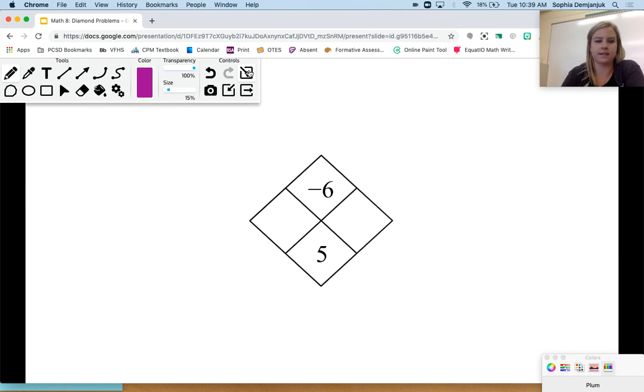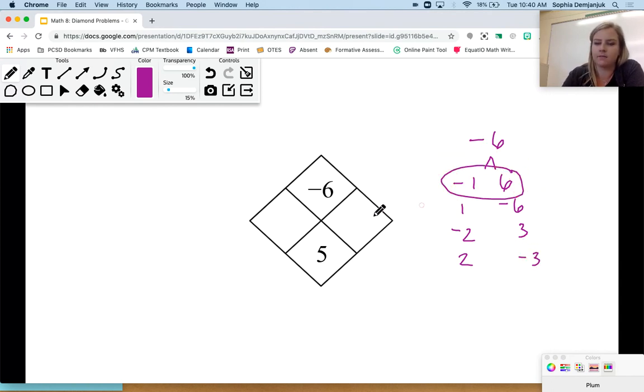Here's your last practice problem to complete on your own. You should have listed out all the factors of -6. So -1 and 6, 1 and -6, -2 and 3, 2 and -3. What adds up to 5? Look at -1 and 6.